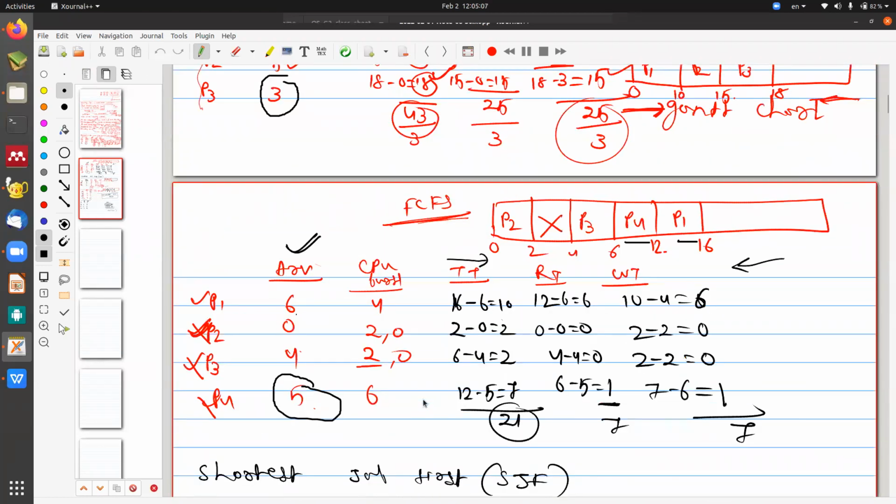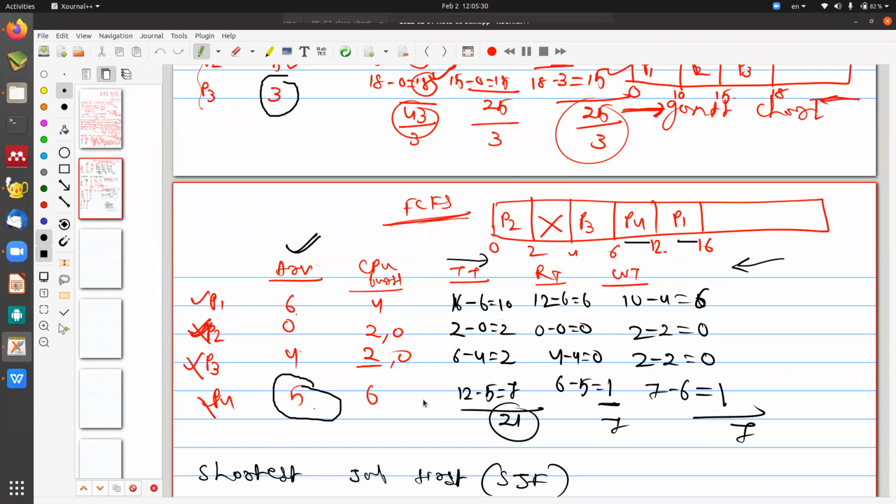FCFS is mostly for batch-oriented jobs, or the kind of jobs that have to be executed in FCFS. If the jobs are larger, every job is of a very huge size, then the way they come, in the same way you start executing. So it maintains a queue. From the queue, whoever is at the beginning of the queue will execute first.